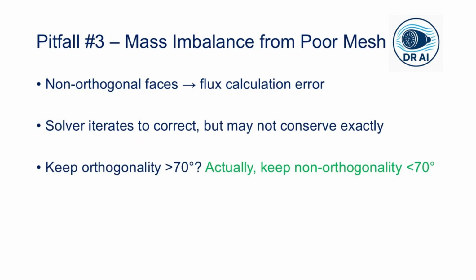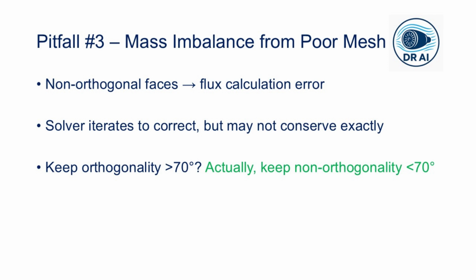Even with the finite volume method, if your mesh has non-orthogonal faces, the calculation of the phase flux might not be exact. The solver has to correct iteratively if the non-orthogonality is extreme, which means if it is greater than 70 degrees, the mass might not conserve to machine precision. Always check the maximum non-orthogonality in your mesh. Many solvers report it. If it is too high, smooth the mesh and add polyhedral cells too.